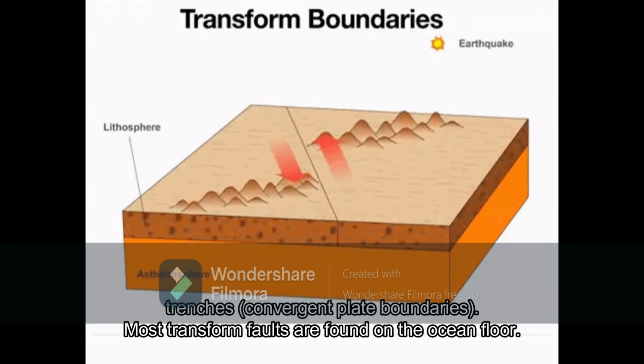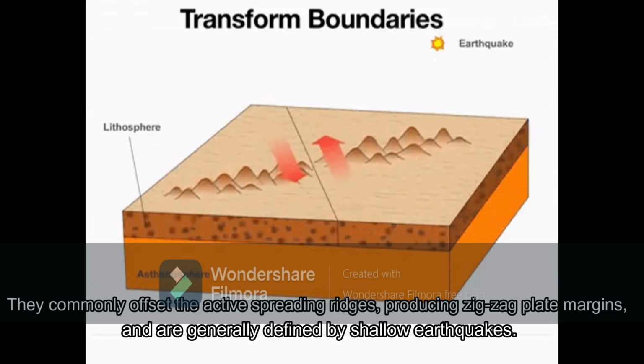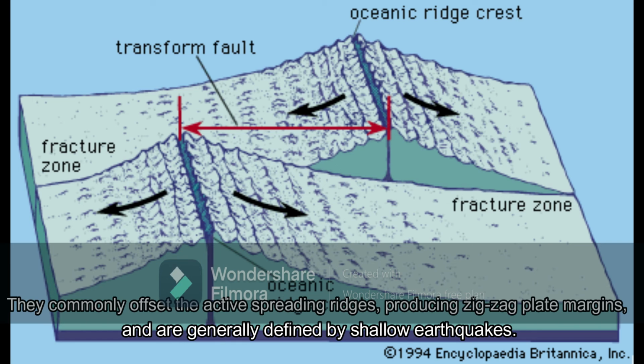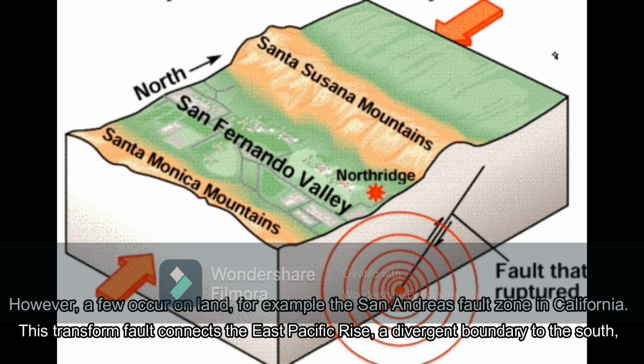Most transform faults are found on the ocean floor. They commonly offset the active spreading ridges, producing zigzag plate margins, and are generally defined by shallow earthquakes. However, a few occur on land. For example, the San Andreas Fault zone in California.